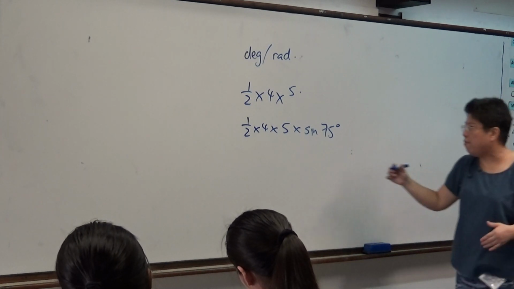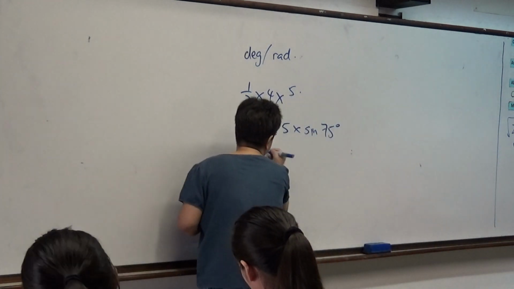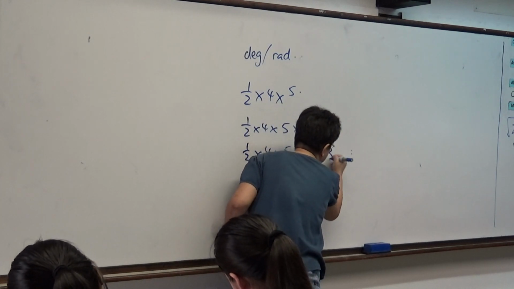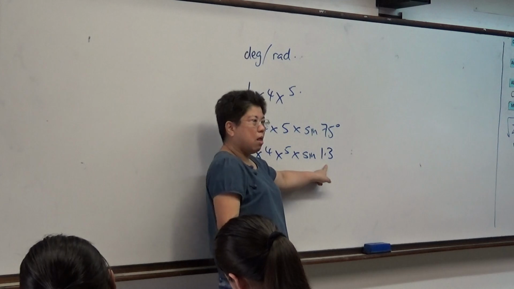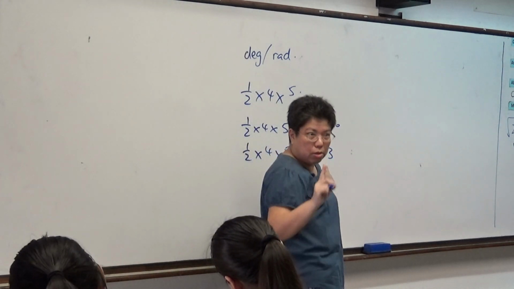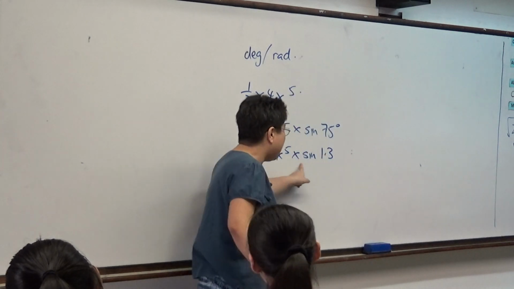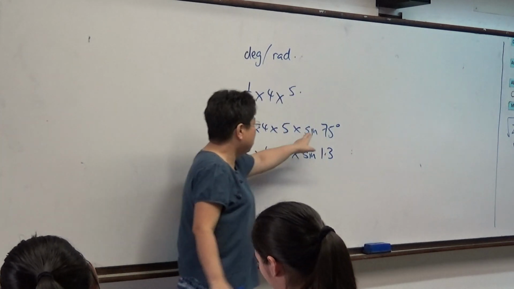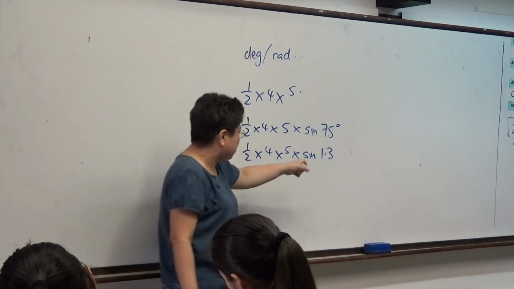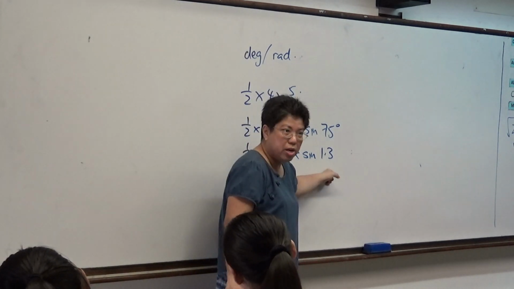Okay, now, what if I have half times 4 times 5 times sine 1.3? This one means radians, right? That's why I say it's very important whether you know degrees or not. So once I have this, can you still put it in degree mode? Cannot. You must put it in radian mode because this is sine 1.3 and this is in radians.